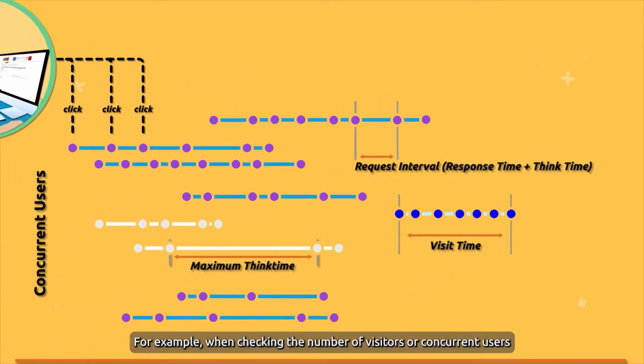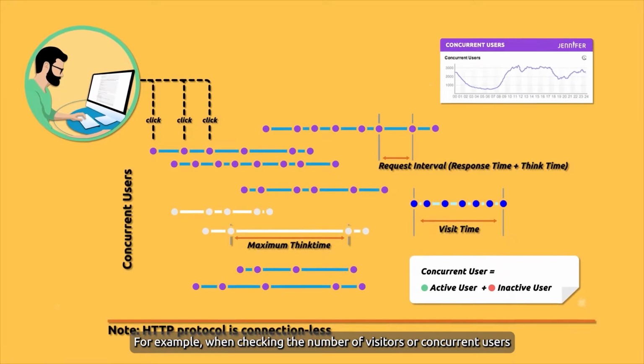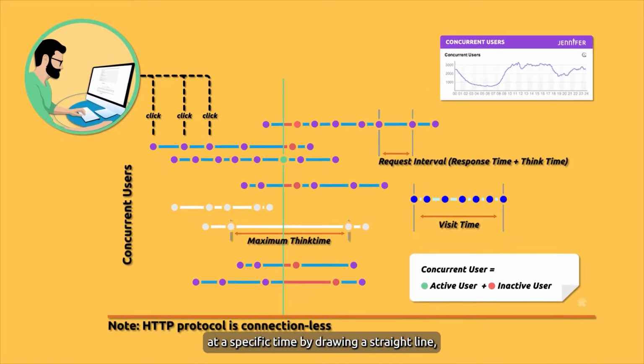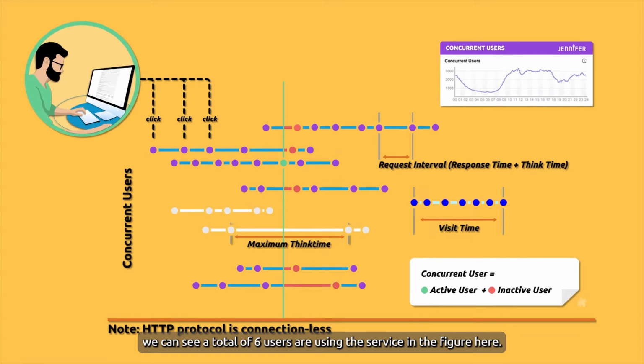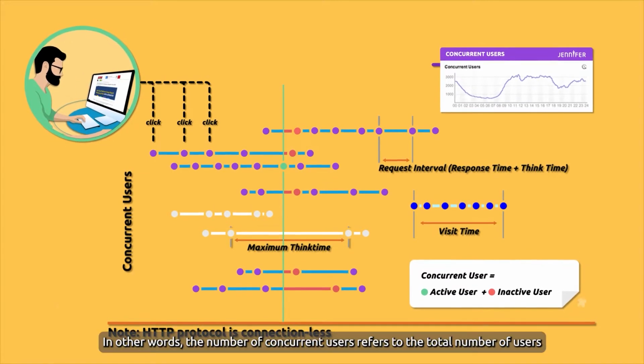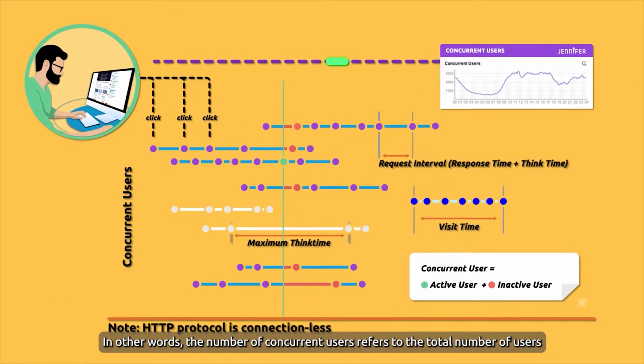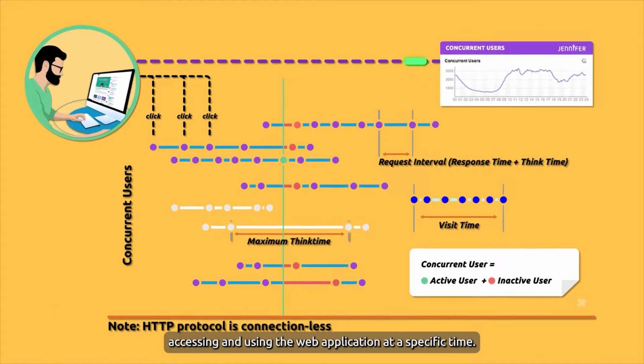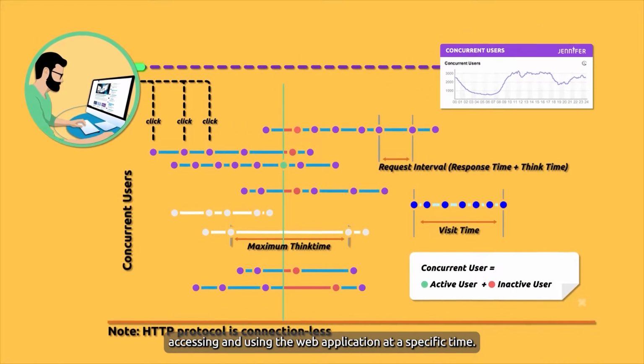For example, when checking the number of visitors or concurrent users at a specific time by drawing a straight line, we can see a total of 6 users are using the service in the figure here. In other words, the number of concurrent users refers to the total number of users accessing and using the web application at a specific time.